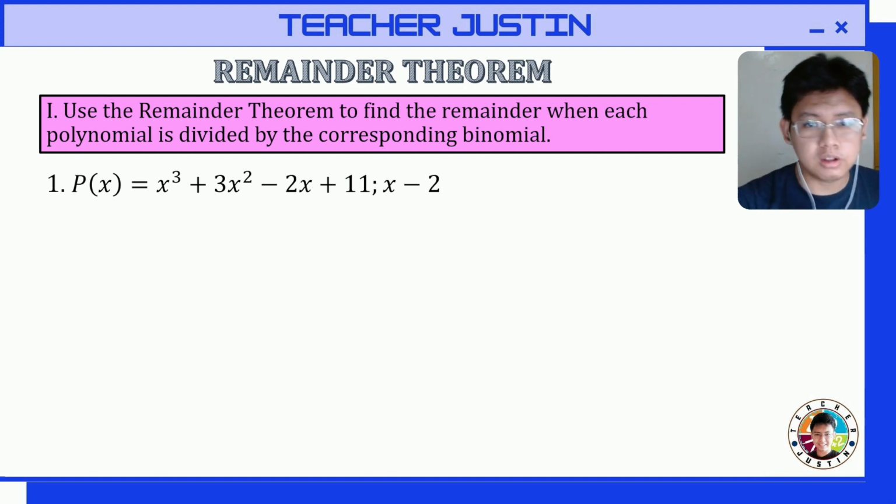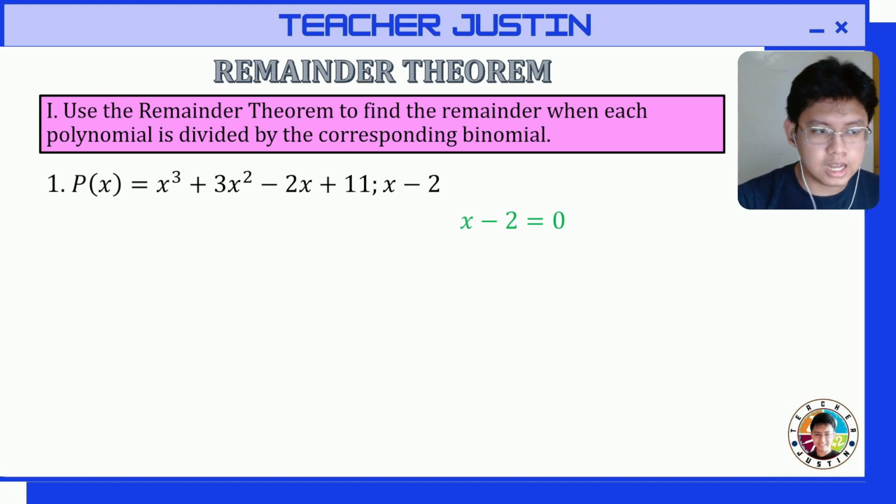Let's use the remainder theorem to identify the remainder of this polynomial divided by this binomial. So we have the polynomial x cubed plus 3x squared minus 2x plus 11. And yung binomial natin is x minus 2. So sa remainder theorem, ang first step natin is kukunin natin yung ating binomial and equate it to 0. Then let's solve for the value of x.